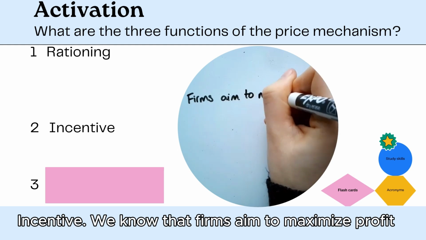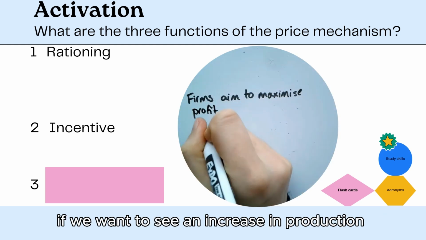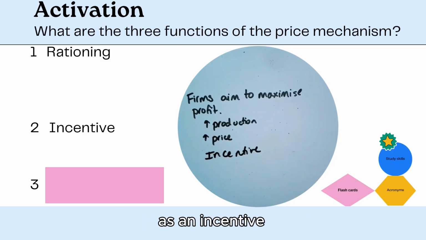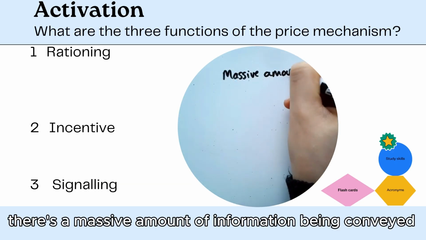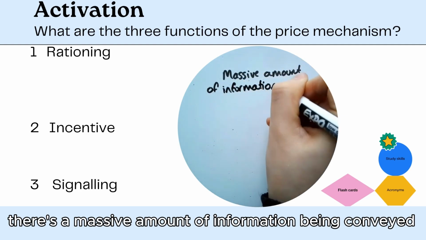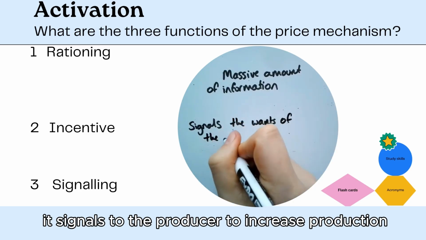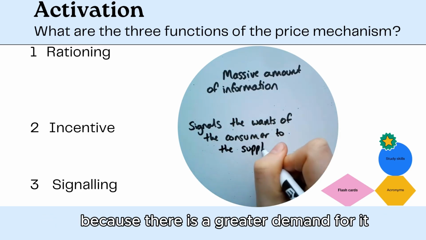Incentive. We know that firms aim to maximize profit. If we want to see an increase in production, they want to see an increase in price as an incentive. Signaling. As we mentioned earlier, there's a massive amount of information being conveyed through the price mechanism. If the price goes up, it signals to the producer to increase production because there is a greater demand for it.